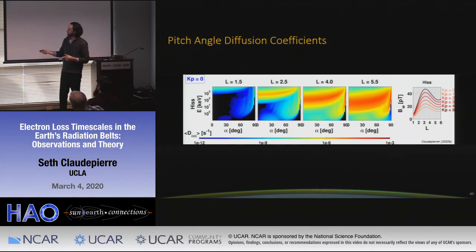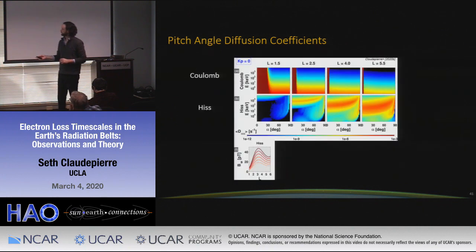So the hiss wave scattering is pretty weak down here at L of 1.5. The scattering starts to increase here at the higher energies. And then as you move up in L, the scattering becomes more important at the lower energies. And these are all plotted versus equatorial pitch angle. Okay, so this is the one we were just looking at. So hiss waves are important for scattering radiation belt electrons.